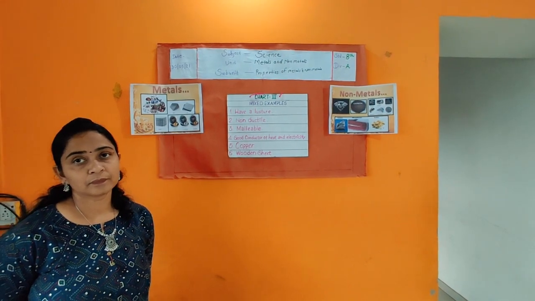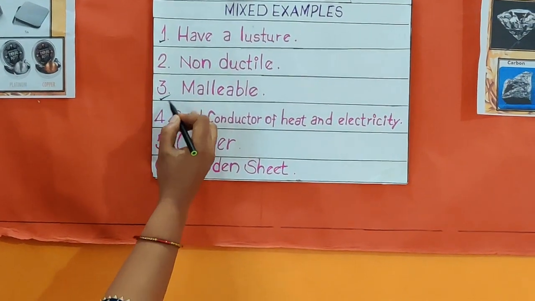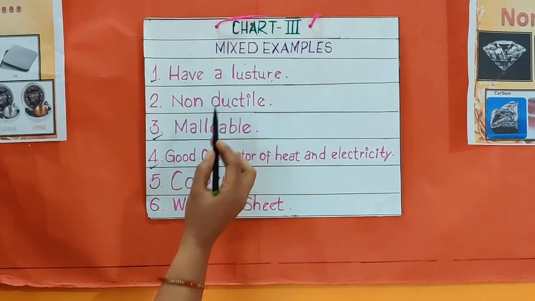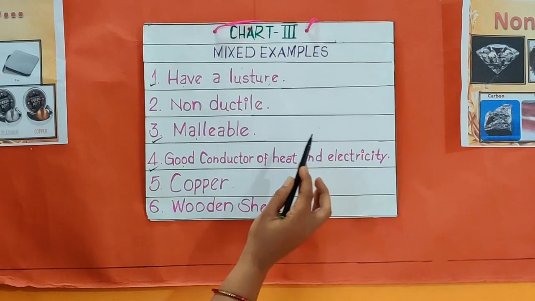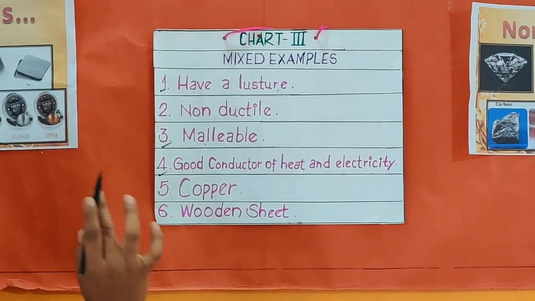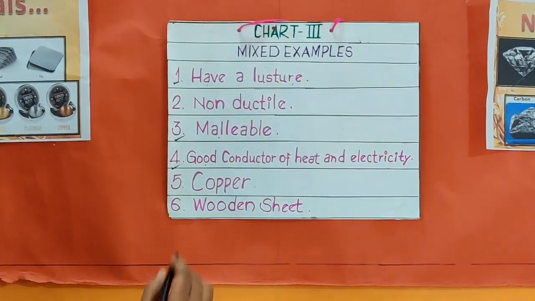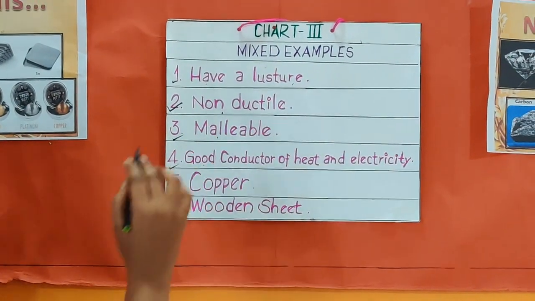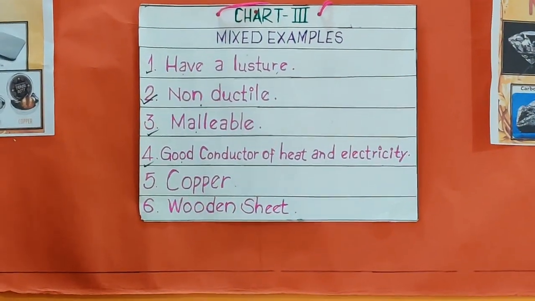Okay. So tell me, out of these, what are the properties of metals and non-metals? Out of these examples, number 1, 3rd and 4th are the properties of metals. Very good. Number 1, have a luster, malleable, and good conductor of heat and electricity are the properties of metals. And now tell me a property of non-metals. They are non-ductile. Very good. Non-metals are non-ductile.